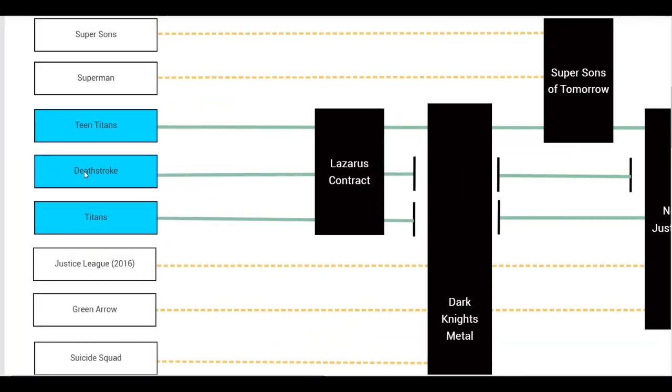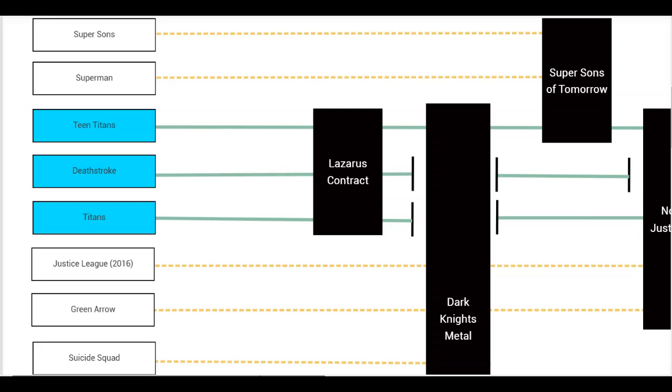So today we're going to talk about Deathstroke, because last time we talked about Teen Titans, and Deathstroke is here in the middle. We're going to get to the Lazarus Contract, which we talked about last time, but out of fairness, I'm going to talk about it again here.